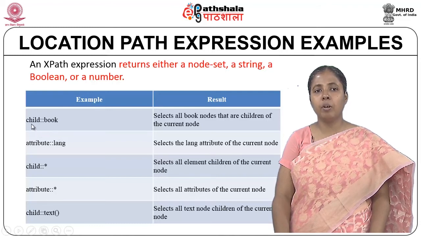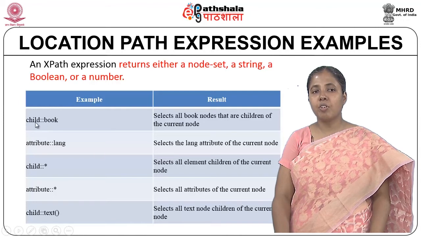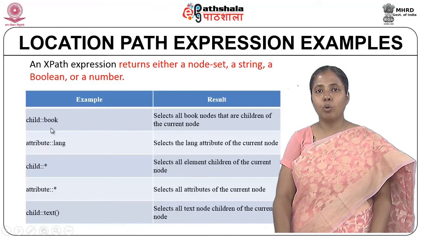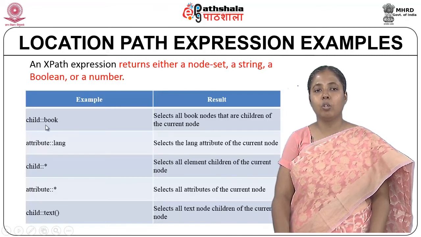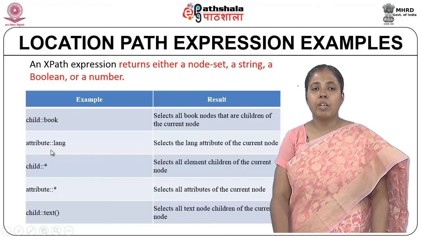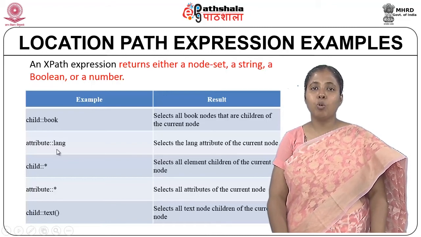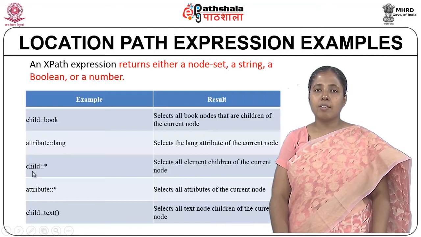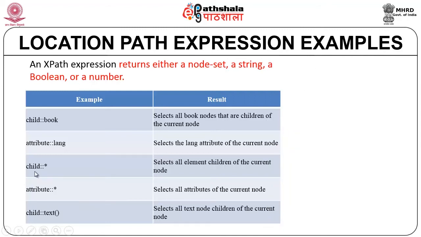Now, this is an example. Child is the axis name and this is the node test. You can see that it selects all book nodes that are children of the current node. This example selects the language attribute of the current node, and this selects all element children of the current node. This is a wildcard. So it selects all element children, all the children of the current node, and this selects all attributes of the current node, and this selects all text node children of the current node.